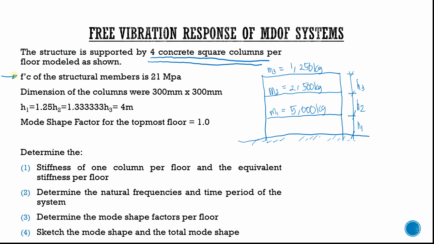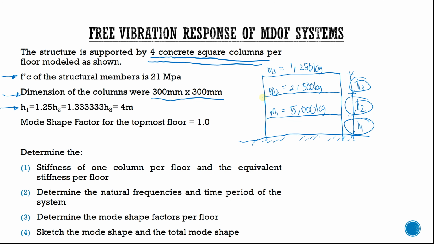The compressive strength f'c of the structural member is 21 megapascals. We also have the dimension of the column as 300 millimeters by 300 millimeters, and then the corresponding height per floor. H1 is equal to 1.25, H2 is equal to 1.333, H3 is equal to 4 meters. The H1 here corresponds to the height of the first floor columns. The H2 corresponds to the height of the columns carrying the second floor. And H3 corresponds to the height of the columns carrying the third floor.